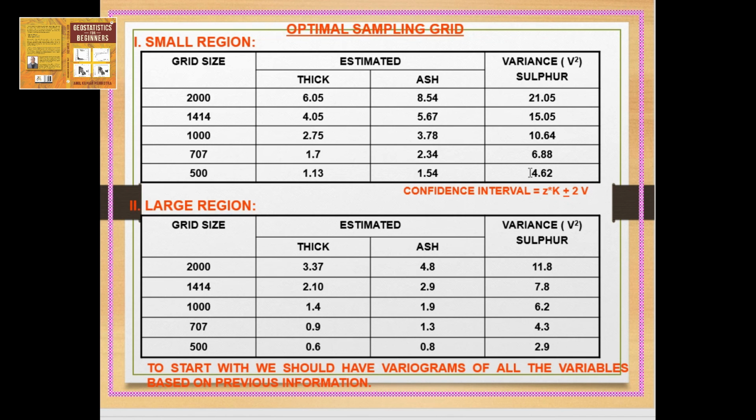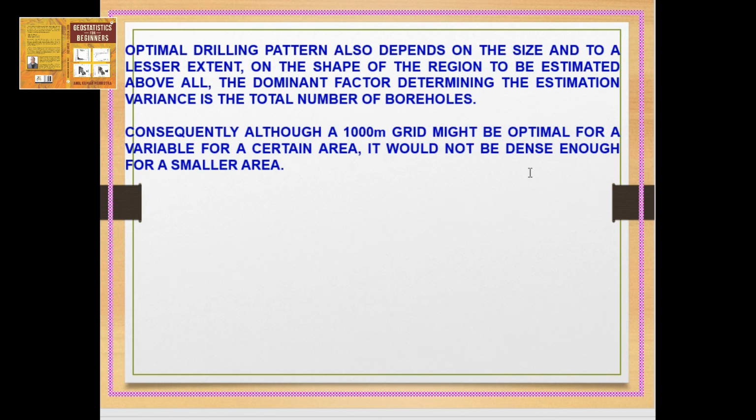To start with, we should have variograms of all the variables based on previous information. Optimal drilling pattern also depends on the size and to a lesser extent on the shape of the region to be estimated. Above all, the dominant factor determining the estimation variance is the total number of boreholes. Consequently, although a 1000-meter grid might be optimal for a variable for a certain area, it would not be dense enough for a smaller area.